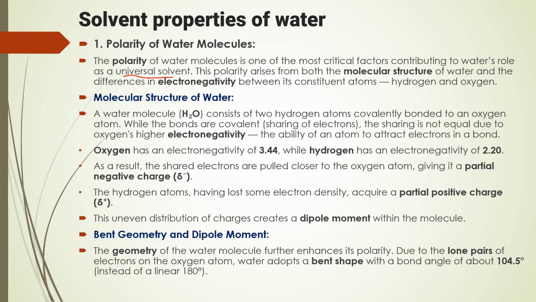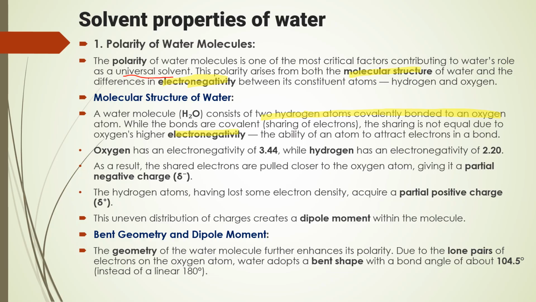First of all, this polarity arises from both the molecular structure of water and the difference in electronegativity between its constituent atoms, hydrogen and oxygen, which is basically the hydrogen bond. Molecular structure of water. A water molecule, H2O, consists of two hydrogen atoms covalently bonded to one oxygen atom. While the bonds are covalent, sharing electrons, the sharing is not equal due to oxygen's high electronegativity.